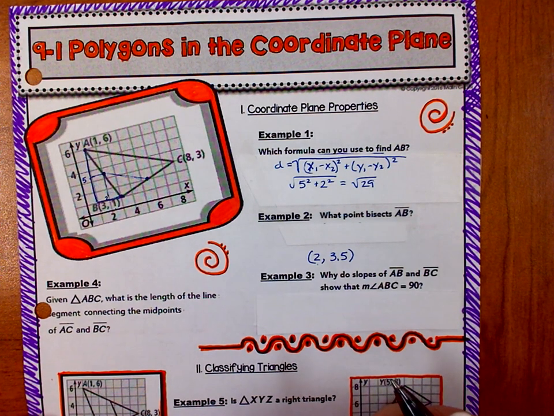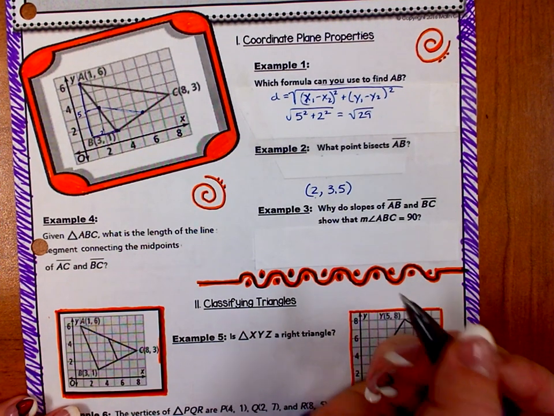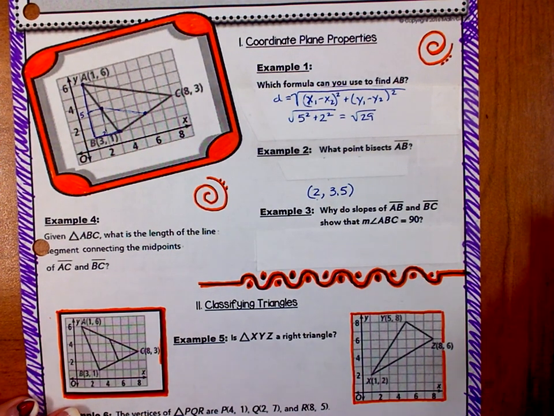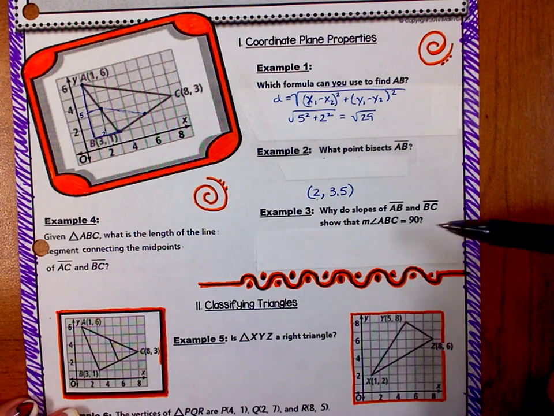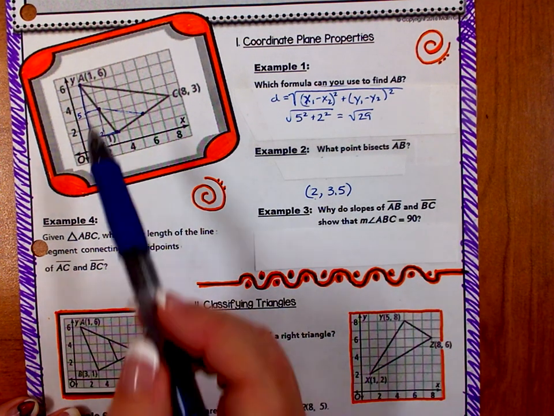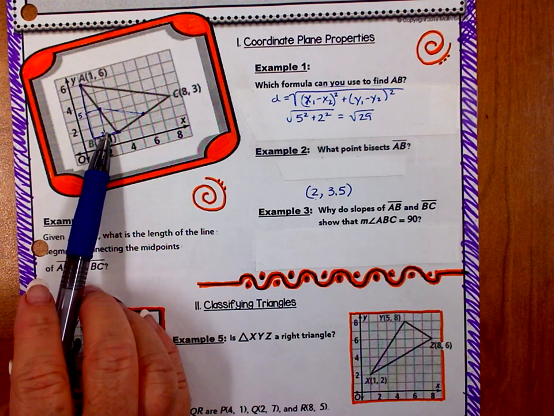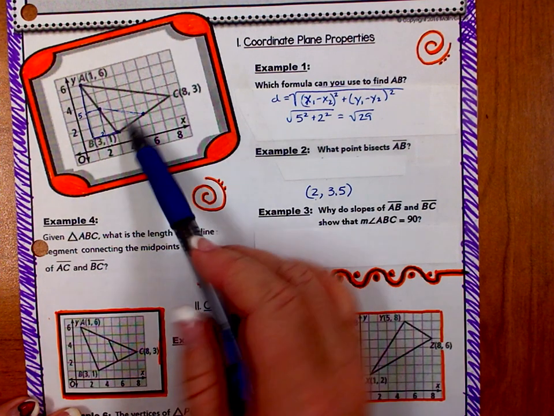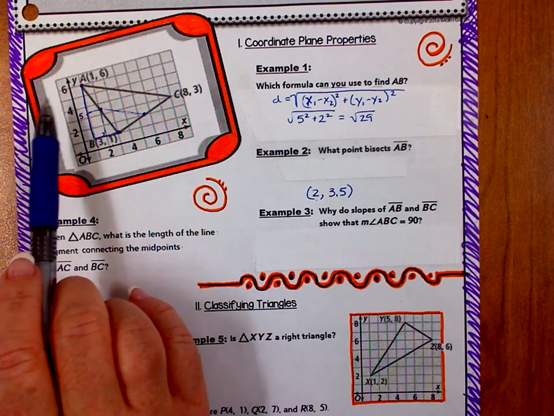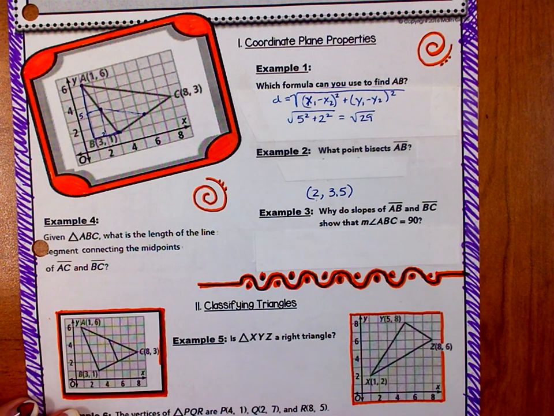Now in example 3, we know that perpendicular lines have opposite reciprocal slopes, and right angles are made from perpendicular lines. So if AB and BC have perpendicular slopes, then that means that triangle ABC is a right triangle and angle ABC is a right angle.